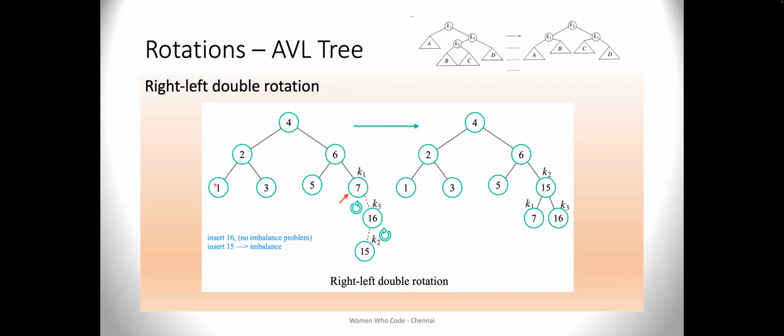Single rotation is something that we spoke about, more of left of left and right of right. So in this case, double rotation comes into picture. So K1, K3, K2, and you can use this as reference.